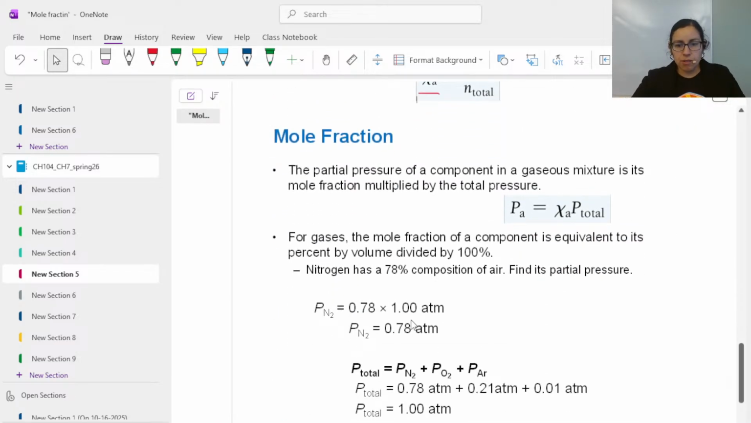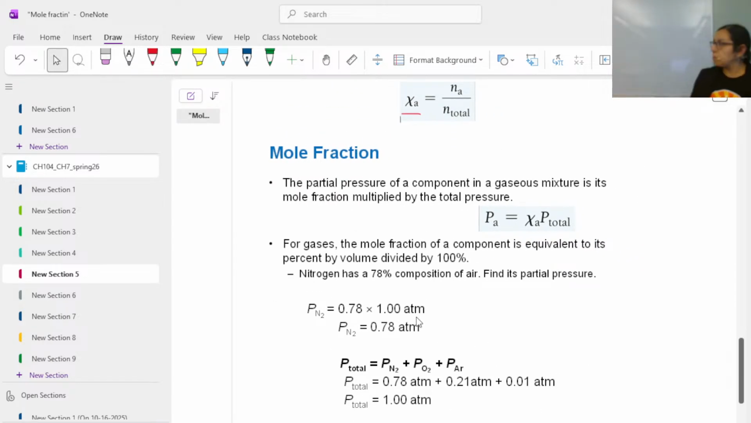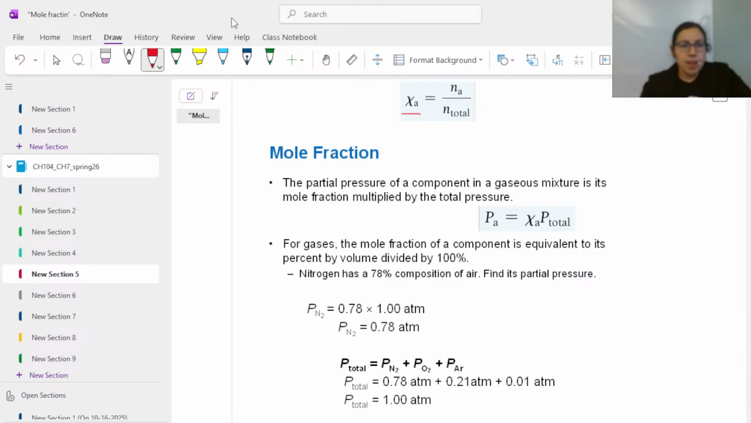And so now it's easier if we put some numbers to it. You probably are already aware that the air we breathe is a mixture. So let's look at this. We say nitrogen has a 78% composition in air. Find its partial pressure. All we need to do is multiply it by the total pressure, and we're just assuming 1 atm. So in our ambient air, we would find that nitrogen is about 0.78 atm.